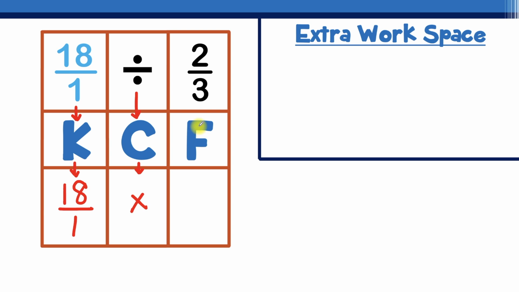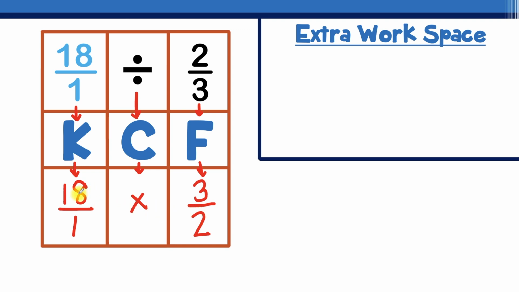And finally, the F stands for flip. So we're going to take 2 over 3 and we're going to flip it so that the top becomes the bottom and the bottom becomes the top. So instead of 2 over 3, after we flip it, we won't have 2 over 3 anymore. Instead, we're going to have 3 over 2.